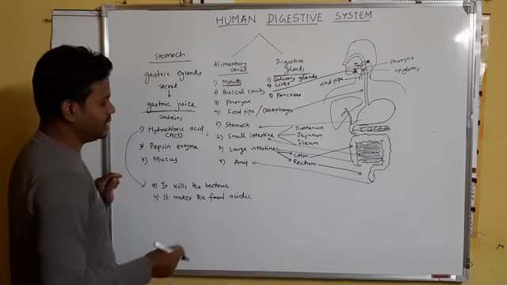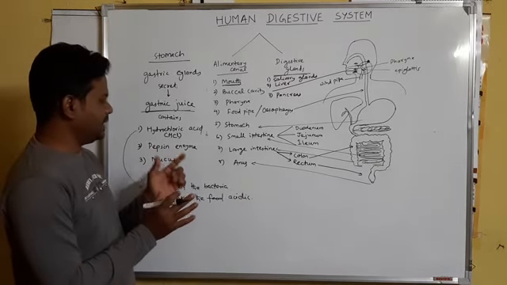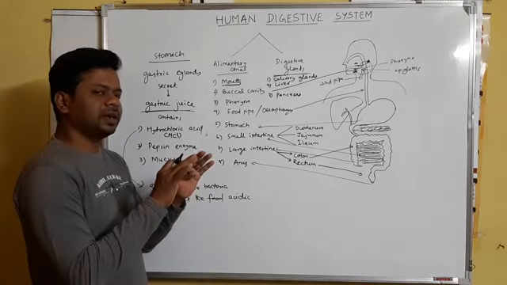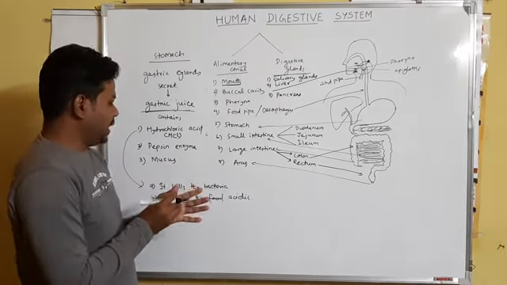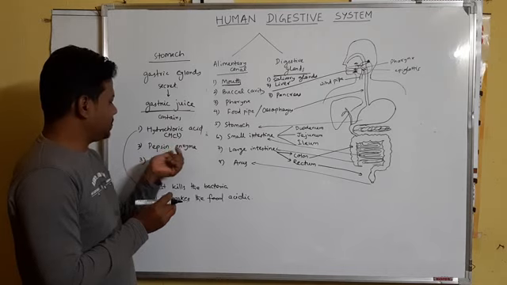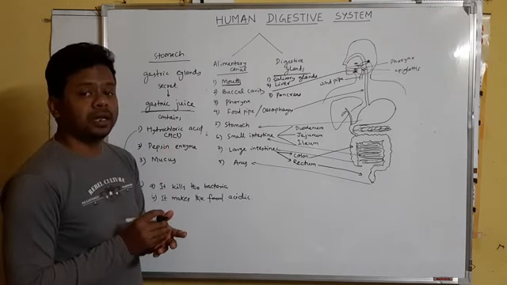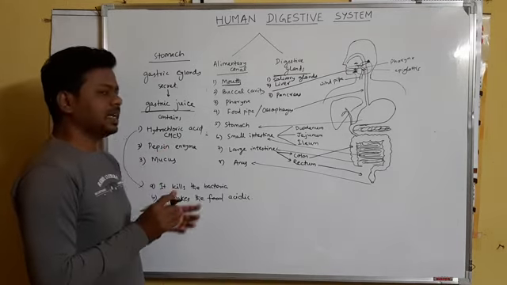Why does it make the food acidic? Because when HCl acid is mixed with the food, it becomes acidic food. And in acidic food, this pepsin enzyme will work properly. This is when the enzyme breaks down the food.